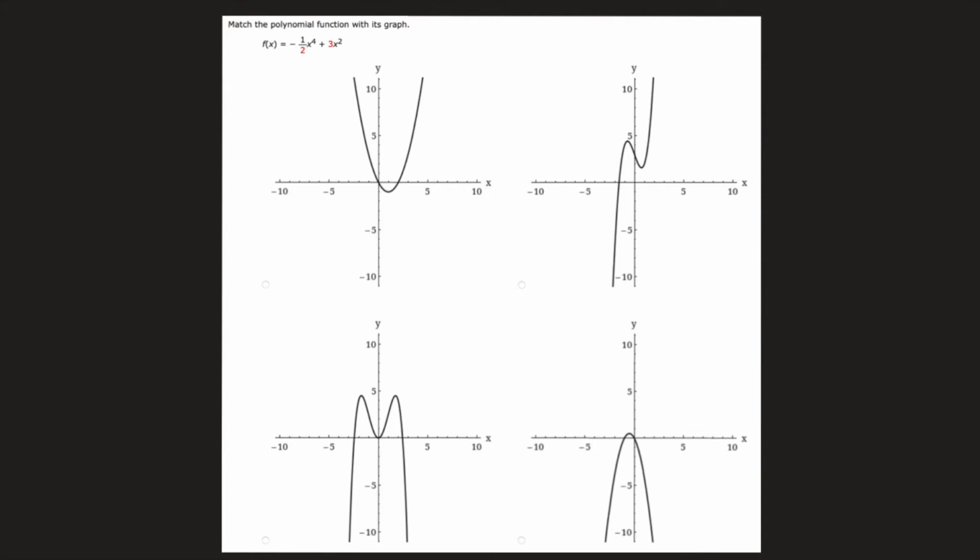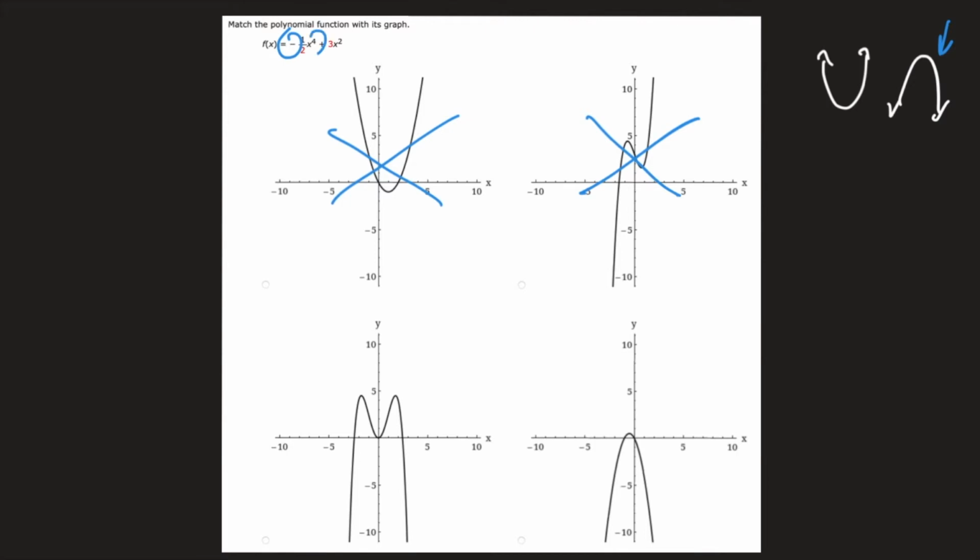The end behaviors of this function are going to behave just like a quadratic would. So a quadratic function either goes up on both sides or goes down on both sides. Since there is a negative in front of this polynomial, we're going to have a behavior of a negative quadratic. Therefore, this can be eliminated as well as this one because neither of them behave this way.